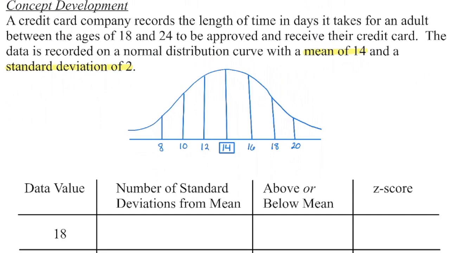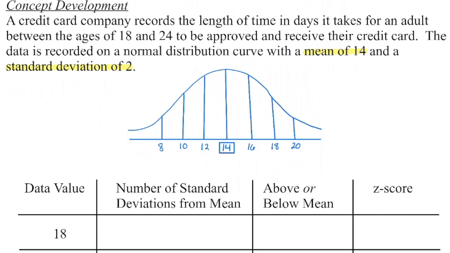In this question, we've gathered data from a credit card company, and they recorded how long it takes, in days, for an adult to receive their credit card after they're approved. They tell us that the data is normally distributed, and they also give us the mean. So we know we're going to set up our bell curve, and we're going to put the mean in the middle, and we're going to box it so it clearly stands out. They also told us with that data, there's a standard deviation of 2. So above the mean, I'm going to add 2, add 2, add 2. Below the mean, I'm going to subtract 2, subtract 2, subtract 2.